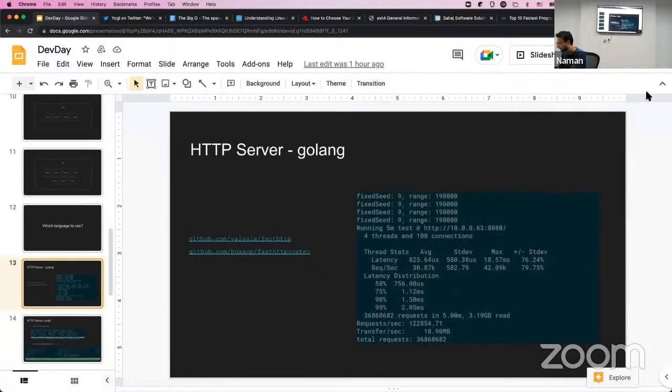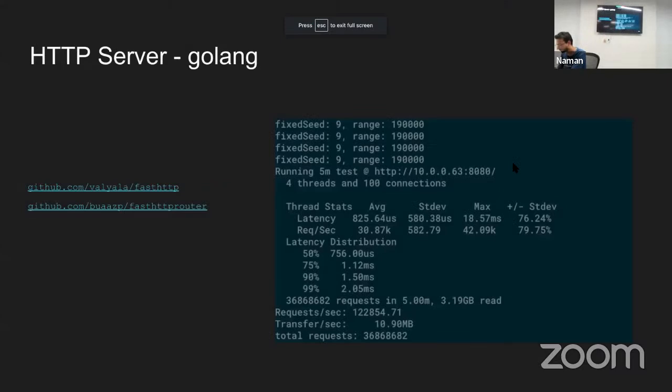So let me increase the font. Let me go to the slideshow. Yeah, it's visible, right, for everyone?